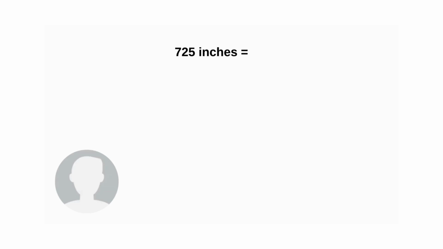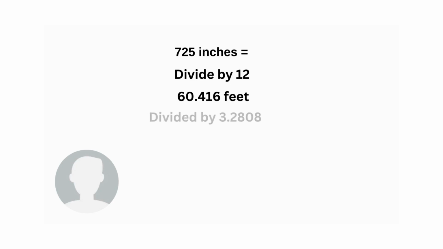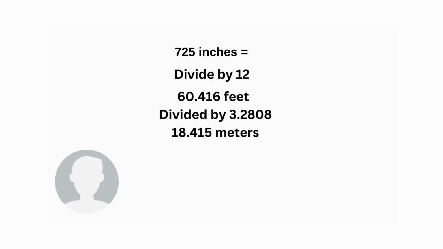Now we're going to go over some conversions. Here are a couple quick lineal conversions. We have 725 inches divided by 12, which gives us 60.416 feet. Now divide that by 3.2808, and that gives us 18.415 meters.